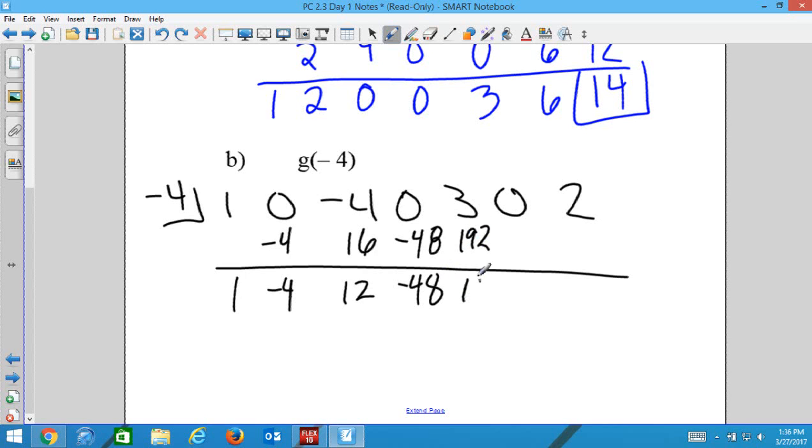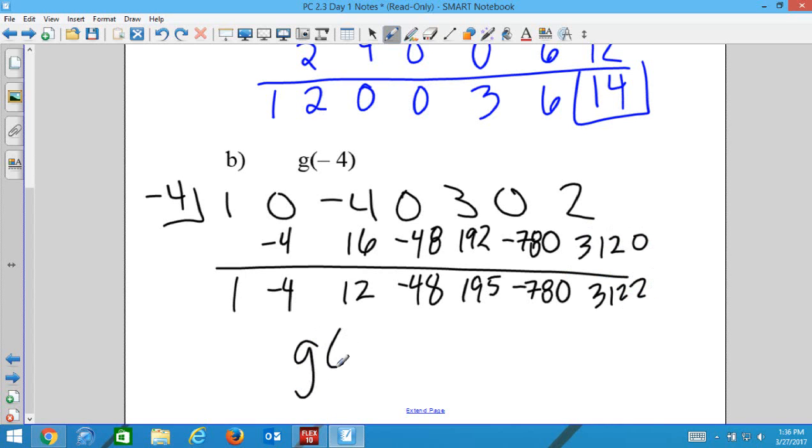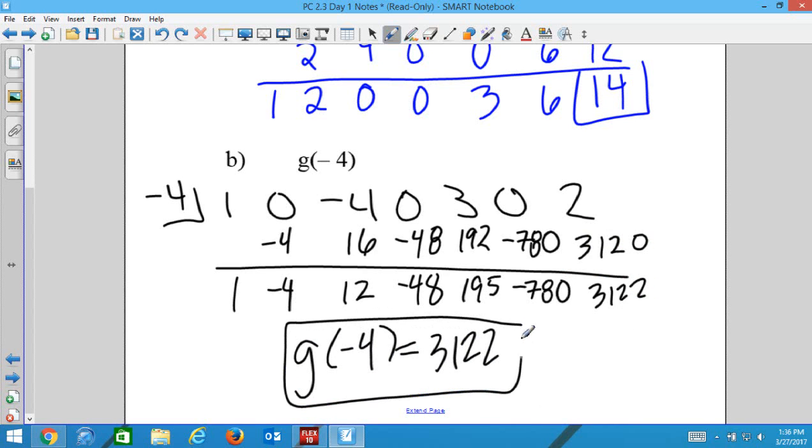192. And then 195 times -4 is -780. You multiply those and you get 3120, and you add them, you get 3122. That's your answer. So using that, you can check your synthetic division for any of them above also. You can go back and check it.